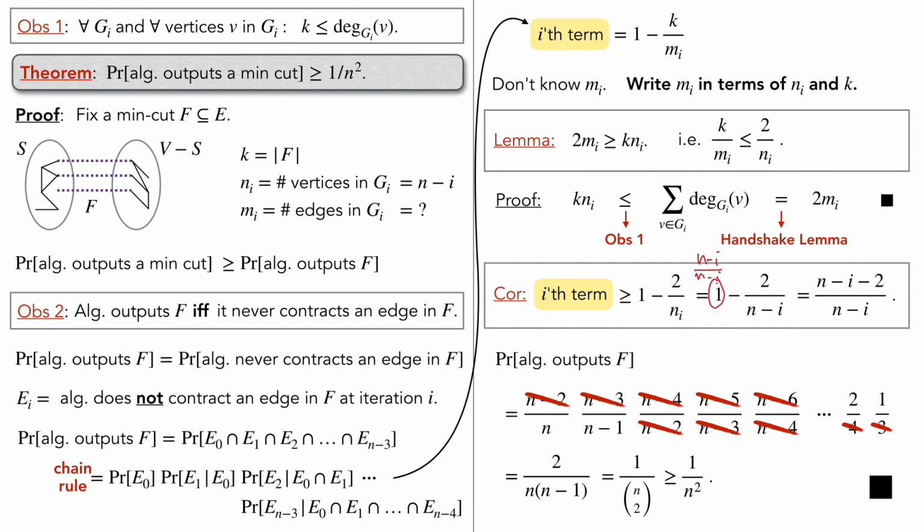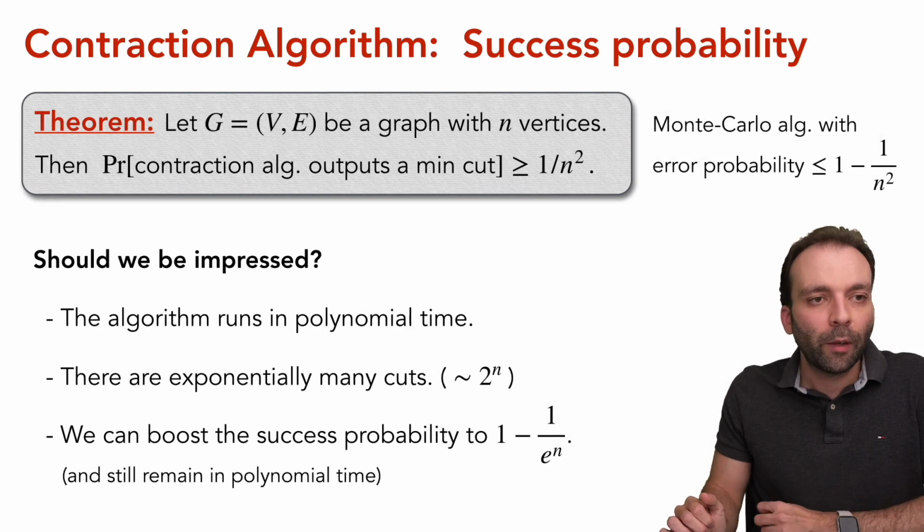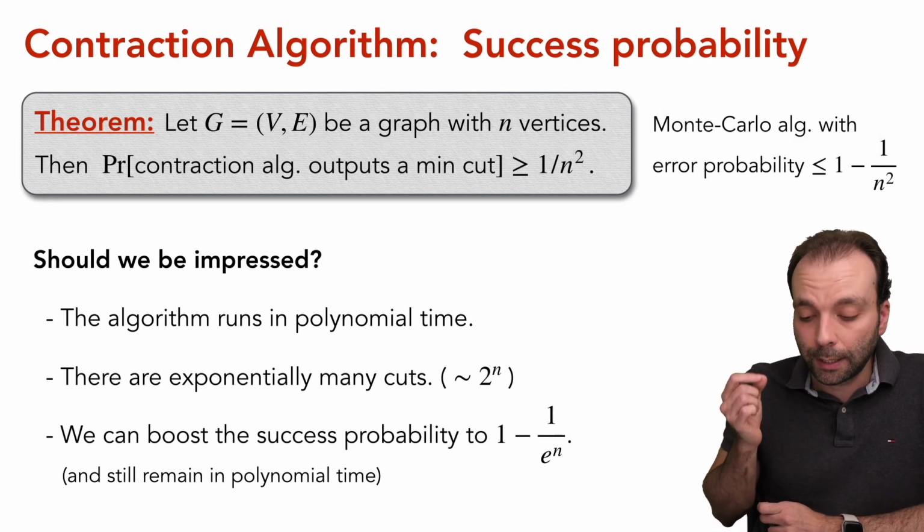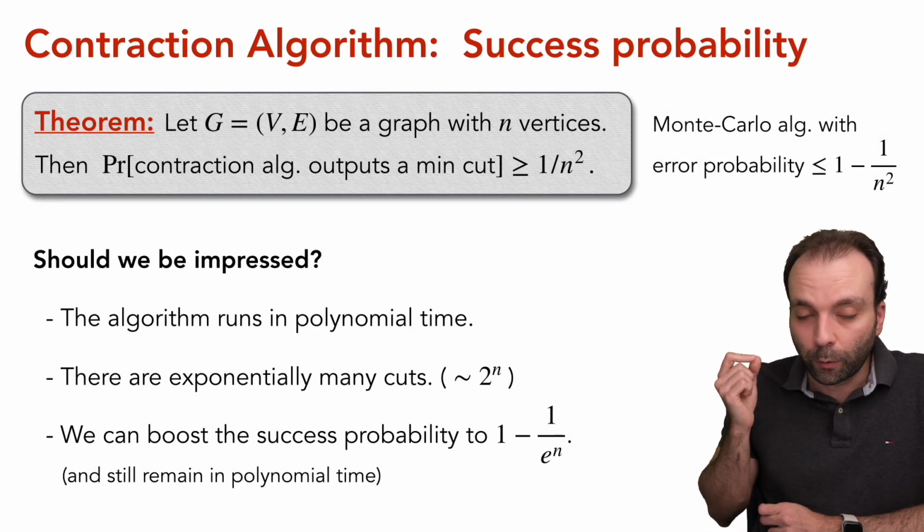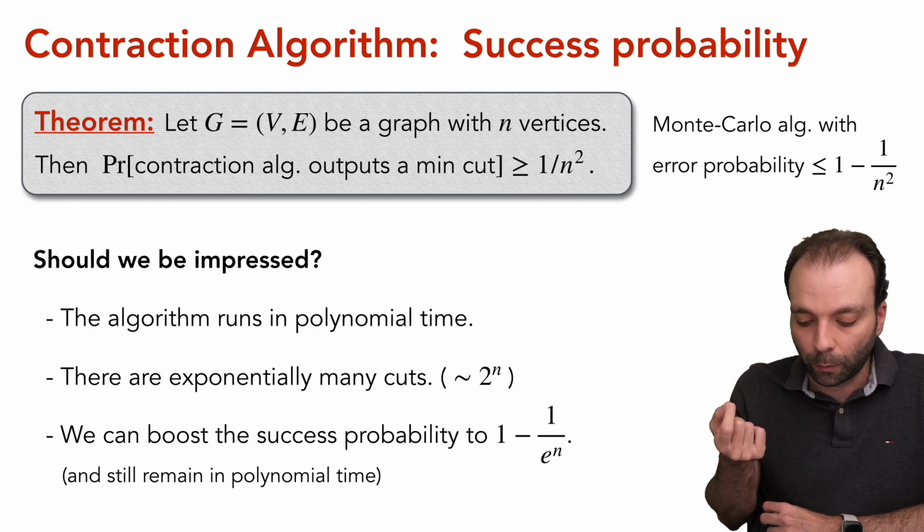Really, I think the creative part here is, again, using the handshake lemma to write basically this k over m_i term in terms of just n_i. But otherwise, all the other steps are pretty much forced, I think, and it's pretty standard, I would say. We have a Monte Carlo algorithm with error probability at most 1 minus 1 over n squared, or the success probability is 1 over n squared.